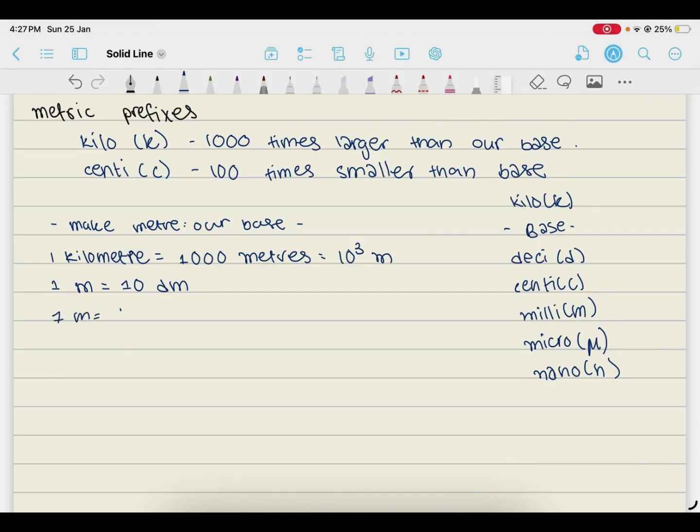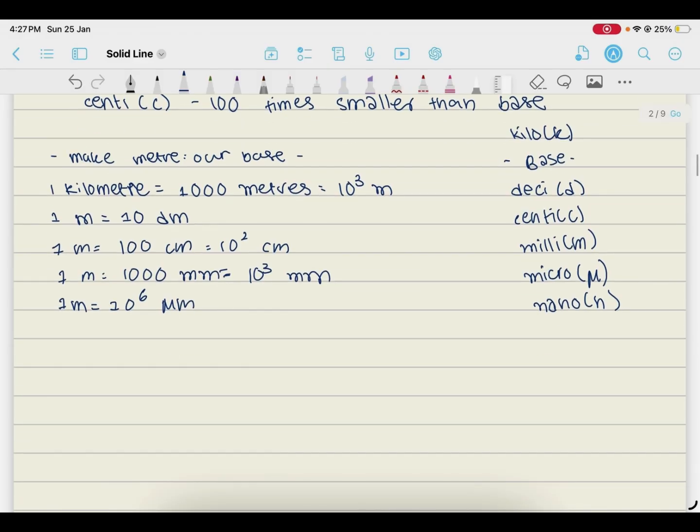So this is equal to this much. 1 meter equal to 100 centimeter, 1,000 millimeter, which is equal to 10 to the power 3 millimeter, and 10 to the power 6 micrometer, which is around a million. Okay? And 1 meter is equal to 10 to the power 9 nanometer. These are stuff that you need to know.